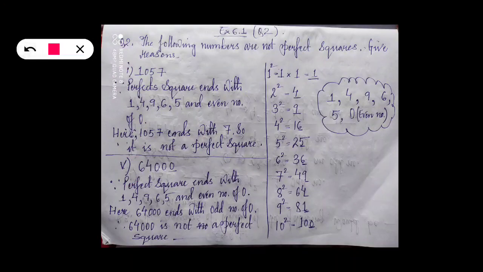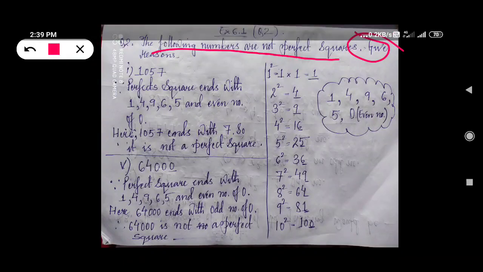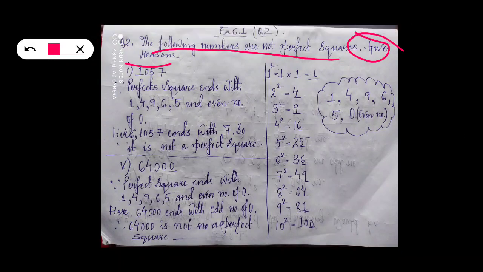The following numbers are not perfect squares. Give reason why it is not a perfect square. You have to give the reasons.